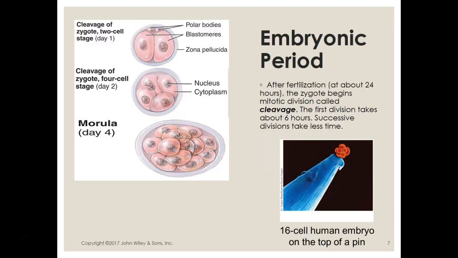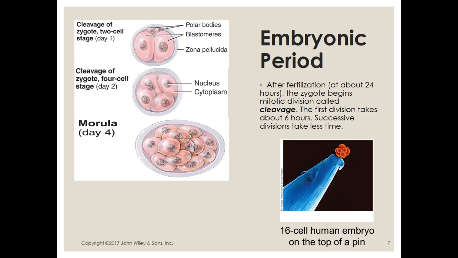After fertilization, a rapid mitotic cell division of the zygote begins, and that process is called cleavage. The first division of the zygote begins about 24 hours after fertilization and is completed about 6 hours later. Each successive division after that takes slightly less time. By the end of the second day after fertilization, the second cleavage is completed and there are 4 cells. By the end of the third day, there's 16 cells.